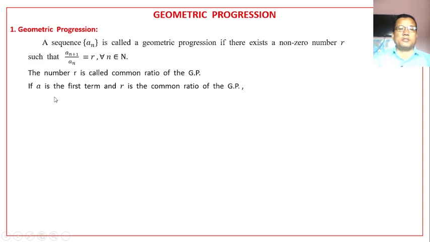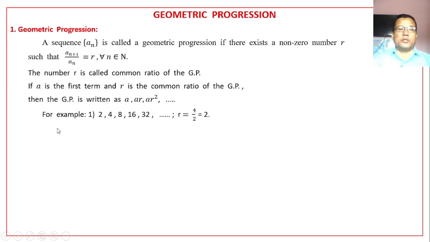If a is the first term and r is the common ratio of the GP, then the GP is written as a, ar, ar squared, and so on. For example, 2, 4, 8, 16, 32. The second term 4 is 2 times 2, the third term 8 is 4 times 2, 16 is 8 times 2, and 32 is 16 times 2. So 2 is the common ratio.